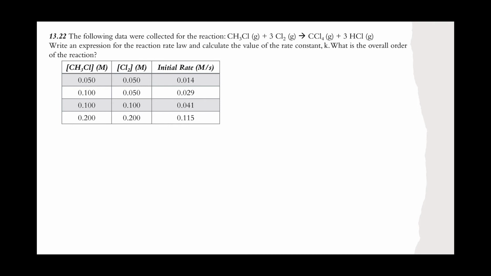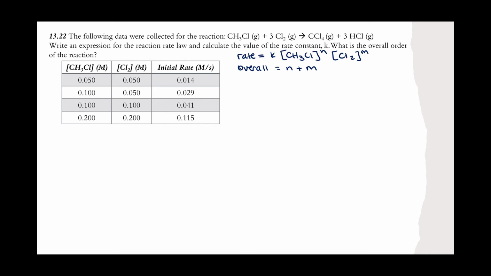Our outline for what this rate law would look like is rate equals the rate constant times the methyl chloride raised to its own personal reaction order, times the chlorine gas also raised to its own personal reaction order. The overall order is going to just be the sum of those 2 reaction orders, so it'll be N plus M.